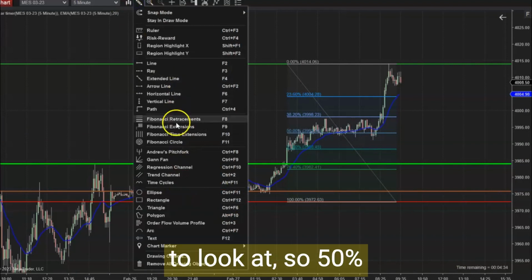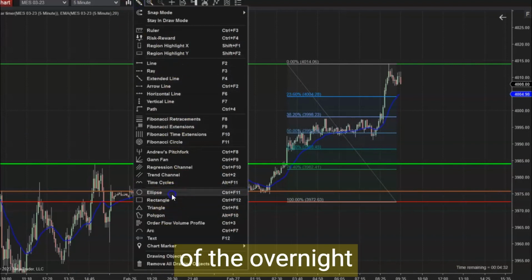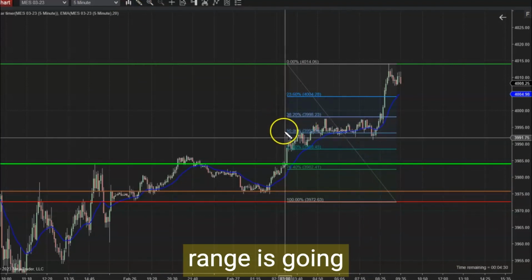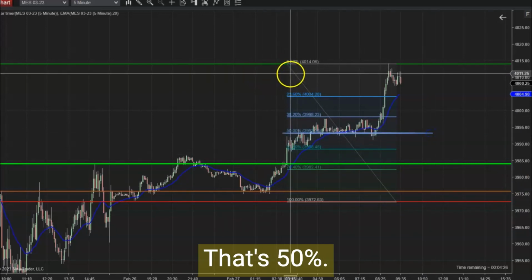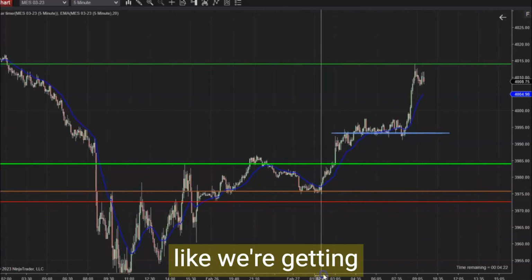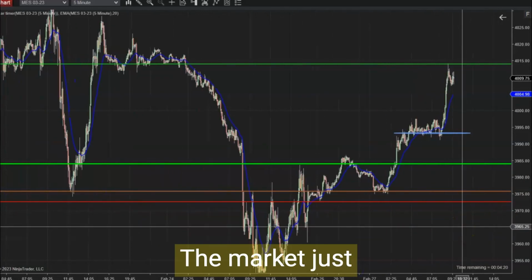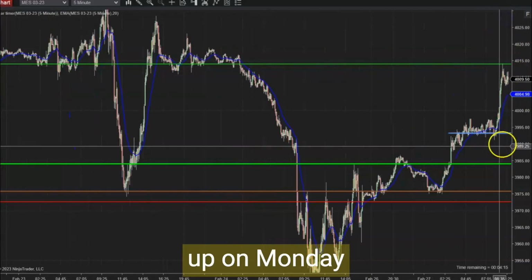So I always like to look at 50% of the overnight range, which is going to be right here. That's 50%. All right, so it looks like we're getting ready here for it to set up. The market just opened, but again, there's no rush whatsoever. We're opening up on Monday morning.